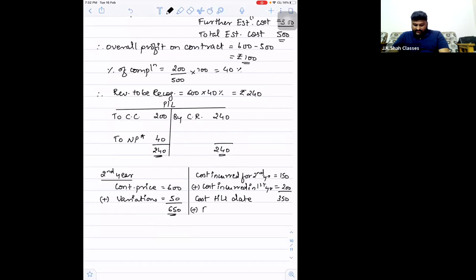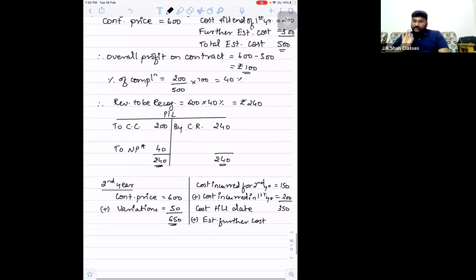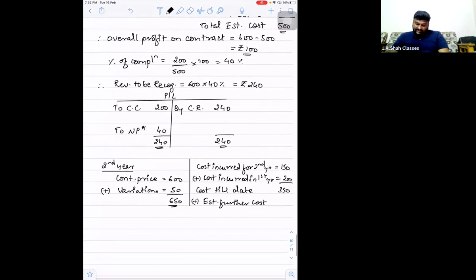Plus estimated further cost. Now, estimated further cost technically should be 150, so that my total cost will come to 500. But I'm making a small change: 175. It can happen. Why? Because here variations have been added. So for variations, revenue I'm going to earn, cost will also be incurred, right? So here I have made a change. That is possible. A question can be given this way. So 525 is now your total cost.